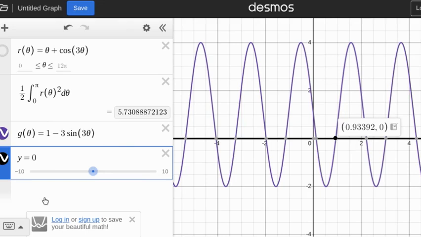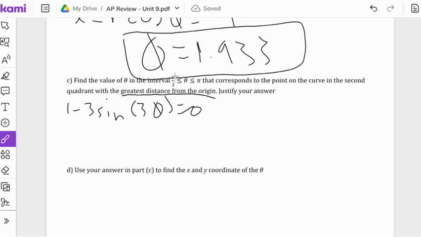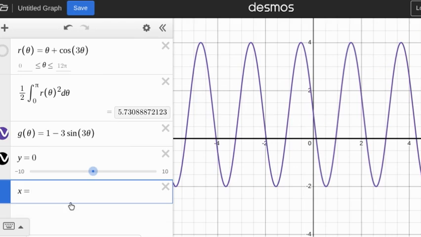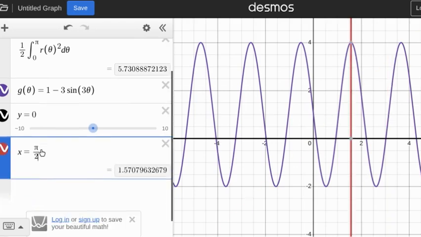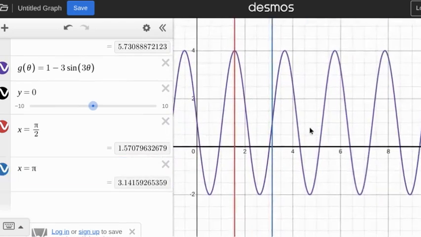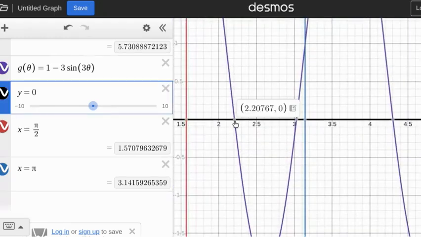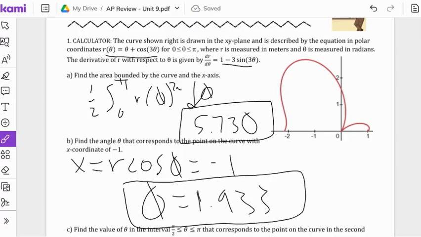So we also have to go past the interval x equals pi. We have to do it on the interval pi over 2 less than or equal to theta less than or equal to pi. So just to make that easier for myself, I'm going to make two lines to mark that interval. So this is where our interval is. And then the two critical points on this interval are 2.207 and 3.028.